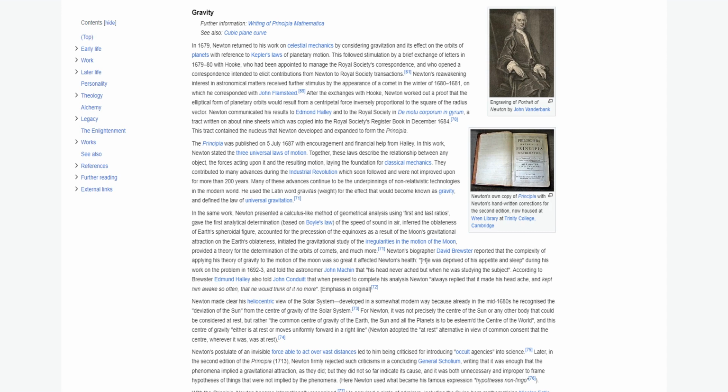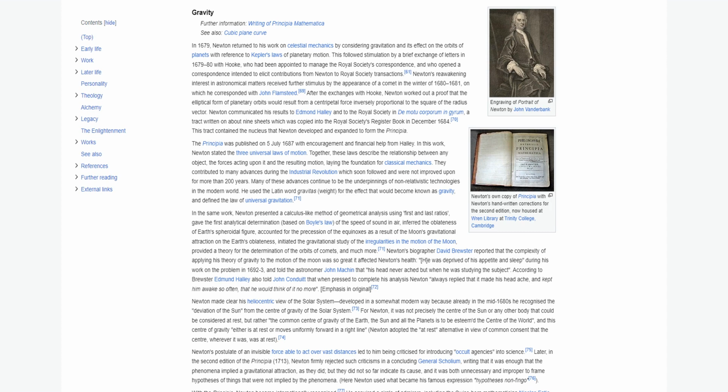Newton communicated his results to Edmund Halley, and to the Royal Society in De Motu Corporum in Gyrum, a tract written on about 9 sheets which was copied into the Royal Society's register book in December 1684. This tract contained the nucleus that Newton developed, and expanded to form the Principia. The Principia was published on July 5, 1687 with encouragement and financial help from Halley.